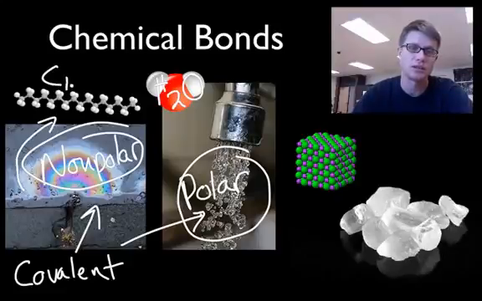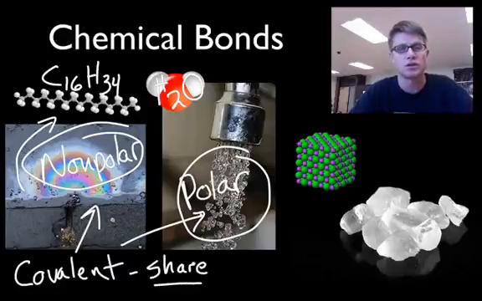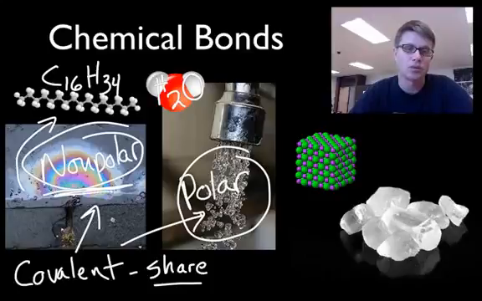It's actually C16H34. And in a covalent bond, what you're doing is sharing electrons. You're not stealing electrons, but you're sharing them. And it goes from sharing them very equally in a nonpolar bond to sharing them very unequally in a polar bond. So these are the covalent bonds.